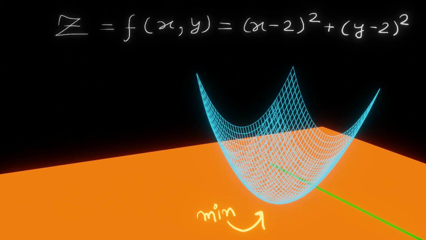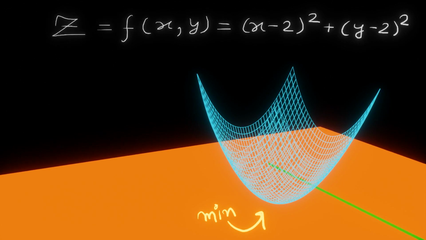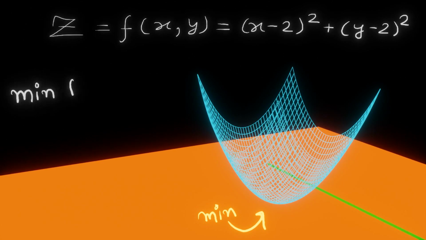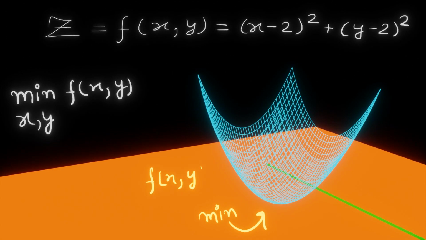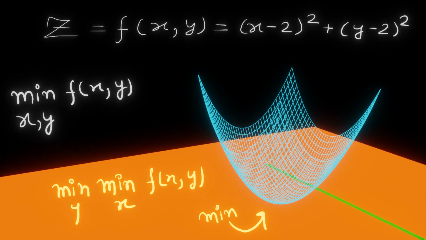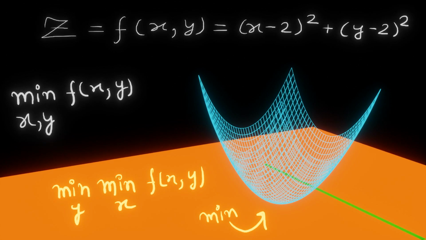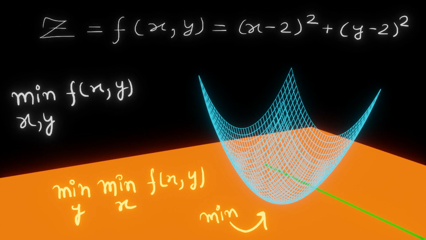To find this minimum point mathematically, we would have to minimize the paraboloid function f(x, y) over x and y, which can also be written as this: minimizing the function over x, and then when it's minimized over x, minimizing it over y. It means we are minimizing it in parts rather than simultaneously minimizing it. This minimization is like asking the question, what should be the value of my x and y so that I get the minimum possible value of f(x, y).